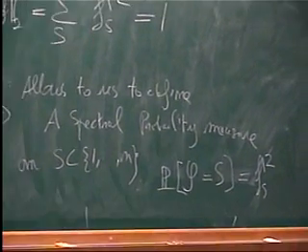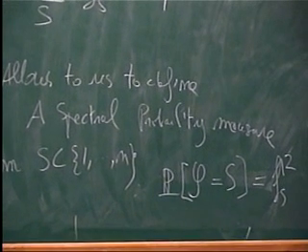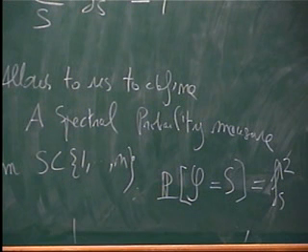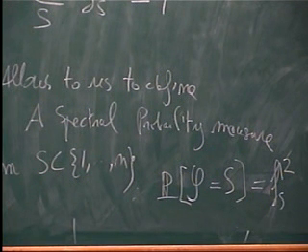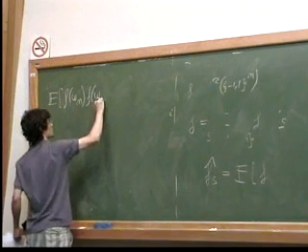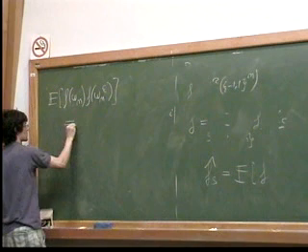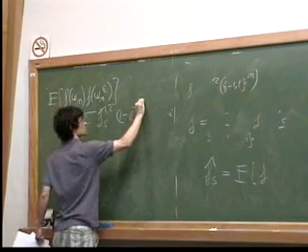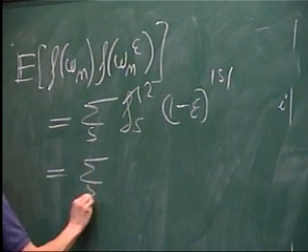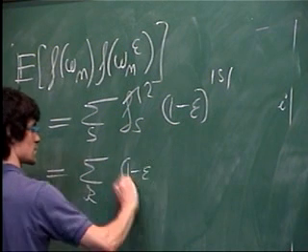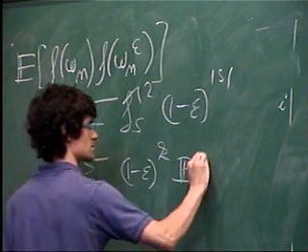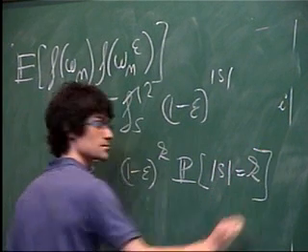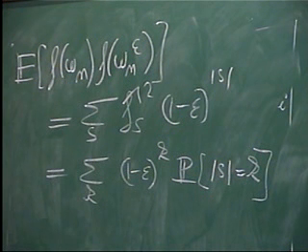So now I can rewrite the correlation function omega n epsilon as the sum over S of these, or also as the sum over k of 1 minus epsilon to the k times the probability that the spectrum is of size k. Okay?